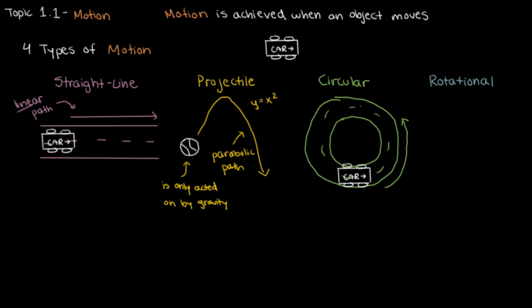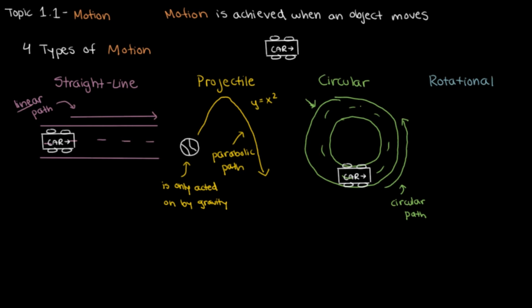And just like straight line motion, circular motion is pretty self-explanatory. It's basically when an object follows a circular path. So if we think about this car traveling around this racetrack, this is a racetrack shaped like a circle, and when this car travels around that racetrack, it's going to be traveling in a circle, in a circular path. So at its core, that's what circular motion is.